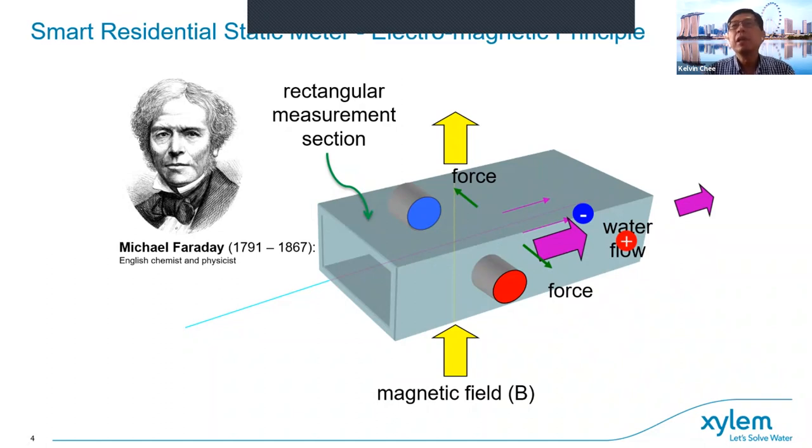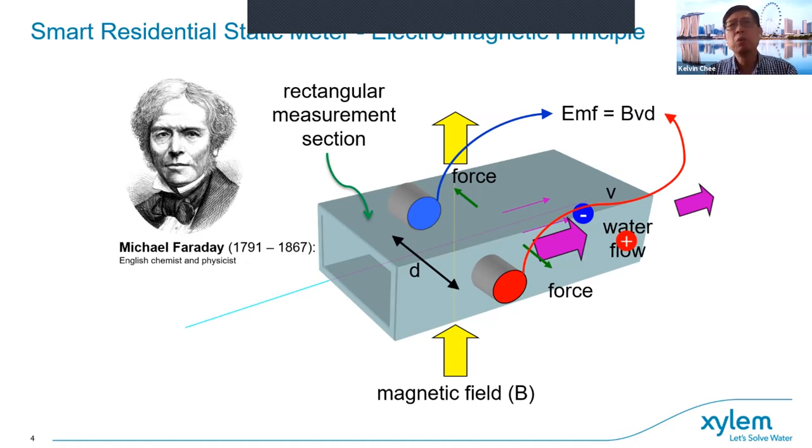So this principle is very similar to any electromagnetic meter. It basically follows Faraday's law. And the important aspect of our static meter is that we are using battery power. I want to emphasize that for this static meter technology, the battery life powering this measurement can last up to 15 years. So the design has catered to all these considerations about power consumption on the measurement itself.